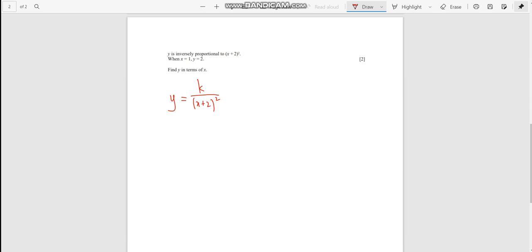After that, sub in your x and y so we can find the k. So in this example, 1 plus 2, 3, 3 squared, 9. 9 times 2, you get 18. So the equation is y equals 18 over (x plus 2) squared.